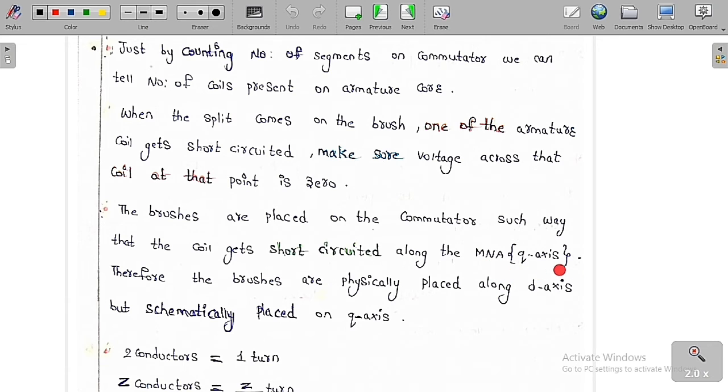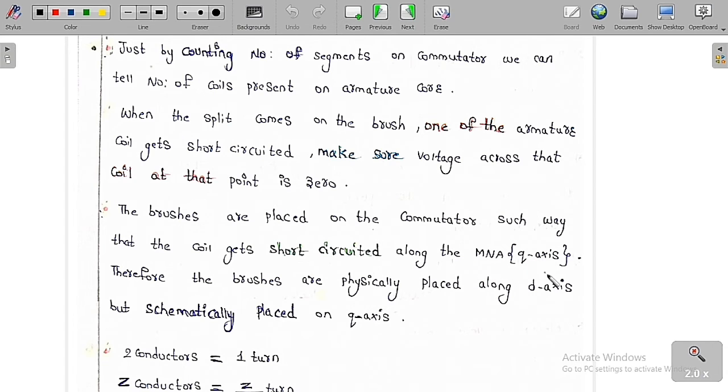MNA is also called the Q axis. Therefore, the brushes are physically placed along the D axis but schematically placed on the Q axis. This concept I have already told you in a very detailed manner. The brushes are placed on the commutator in such a way that the coil gets short circuited along the MNA. I have already told you, the Q axis.